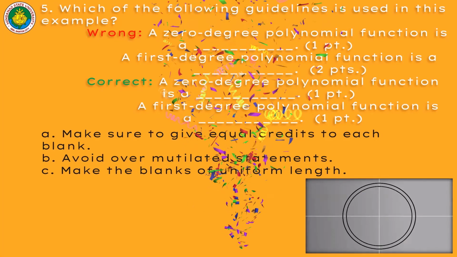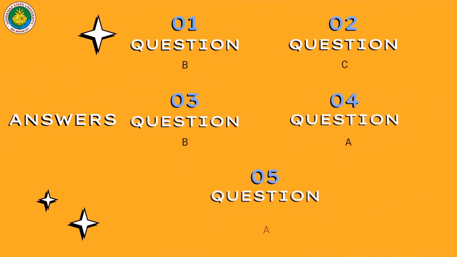And time's up. So that's it for our questions, and these are the answers for each of the questions. Number 1, letter B. Number 2, letter C. Number 3, letter B. Number 4, letter A. And number 5, letter A.